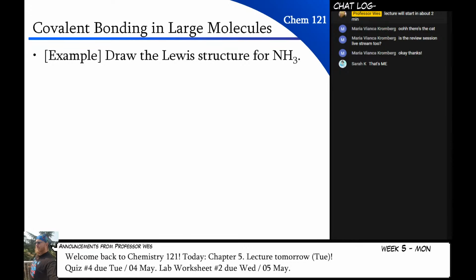Count all the valence electrons, that's step 1. Draw the framework, that's step 2. Outer octets is step 3. Inner octets is step 4. Make multiple bonds if necessary is step 5. Okay, good luck. I'll see you in a second.